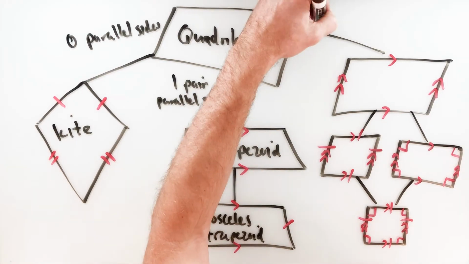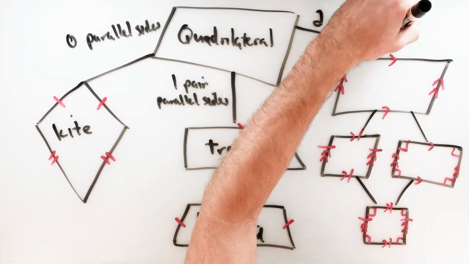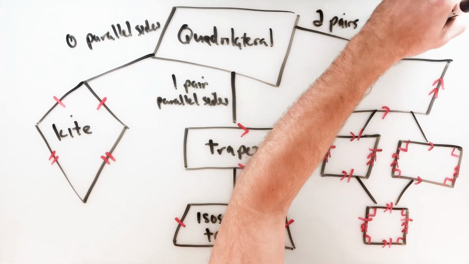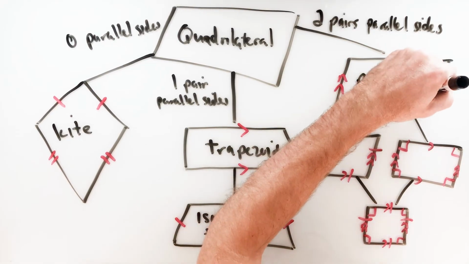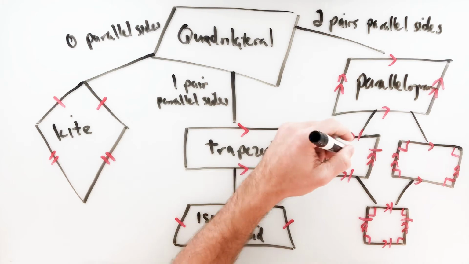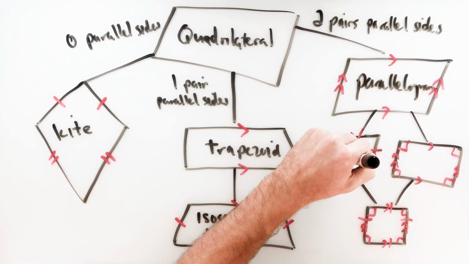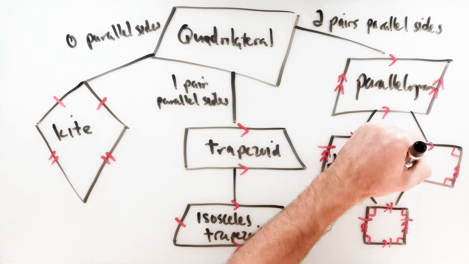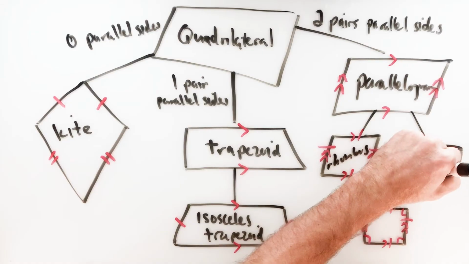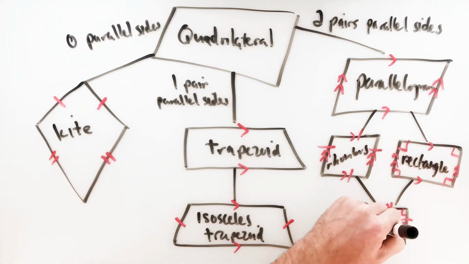And then moving over to 2 pairs of parallel sides, is the parallelogram. From there, with all 4 sides the same, we have the rhombus. All 4 right angles is the rectangle. And then all 4 sides the same and all 4 right angles is the square.